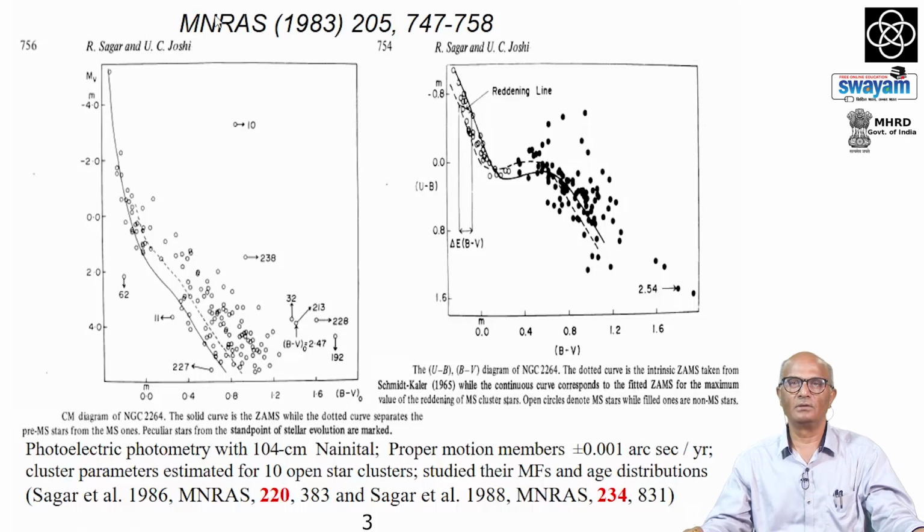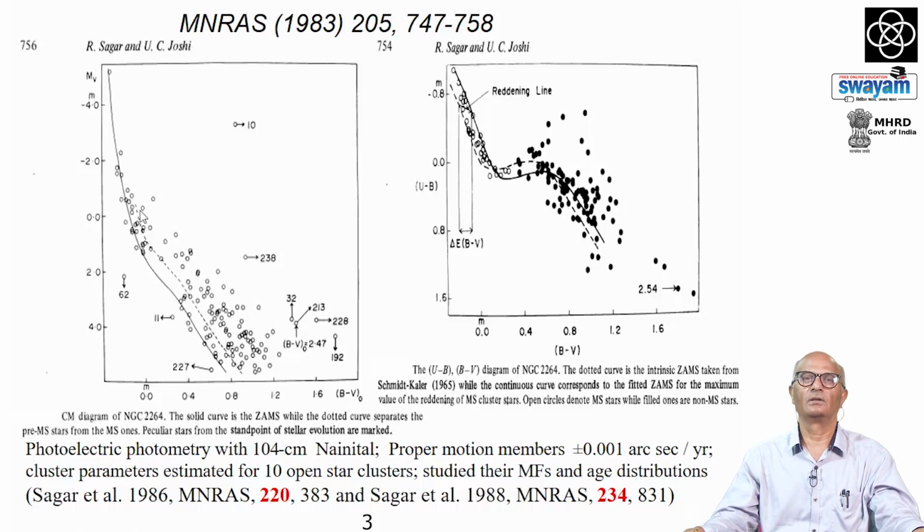In fact, this slide is telling us how to determine the reddening and distance of the star cluster using the color-color diagram and color magnitude diagram. These observations were taken with our Indian telescope named the 104 centimeter Sampurnanand telescope, and the entire results are published, which is indicated there.